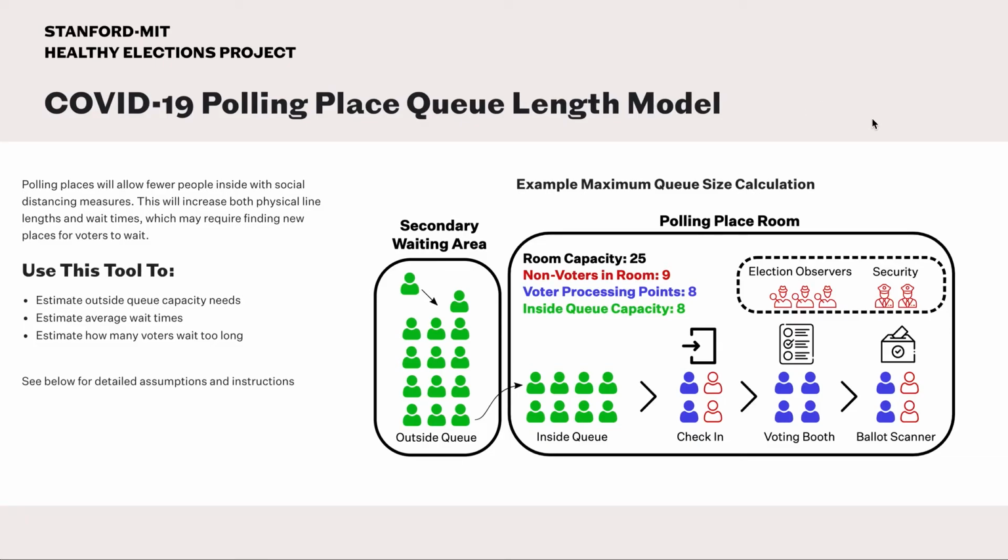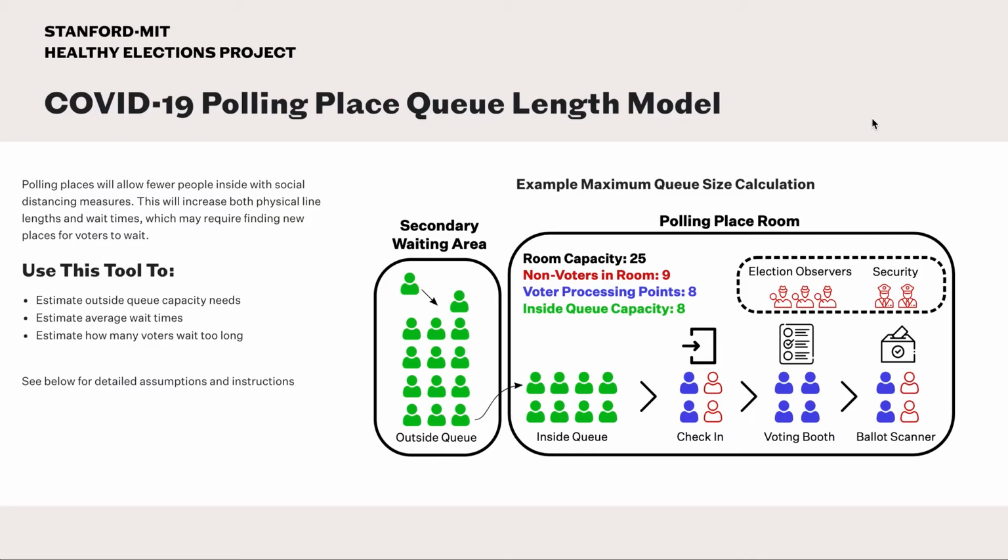The goal of this video is to introduce the COVID-19 polling place queue length model from the Stanford-MIT Healthy Elections Project. The goal of the tool is to add to a suite of line management tools by addressing a line that will form at a polling place under social distancing measures. Specifically, we imagine that very few voters will be allowed in the polling place room, and a secondary waiting room will need to hold a portion of the line.